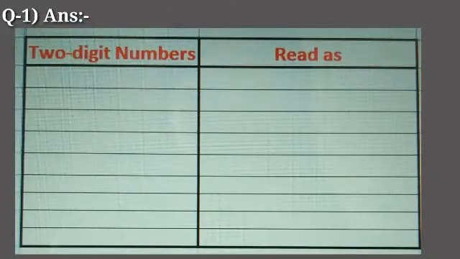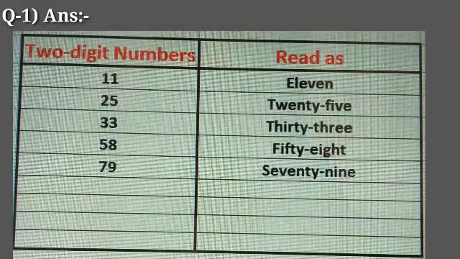Here you have to make the chart of 2 digit numbers at first, and in that you have to write the numbers by your own choice also. For example, I have taken the first number, that is 11, and just aside of that I have written the spelling of 11. Then the next number I have taken is 25. Just aside of that the spelling of 25 is written. Then the next numbers I have taken are 33, then 58 and 79. Like that I have taken only 5 numbers here.